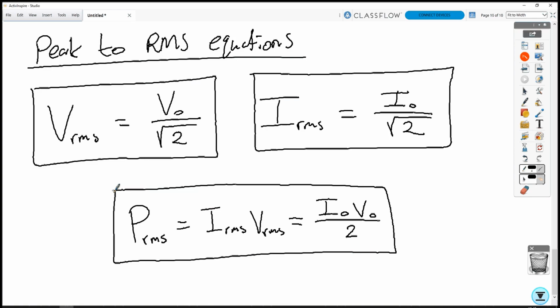And the peak power is misleading as well, because you only momentarily reach that power. You're not constantly delivering that amount of power.